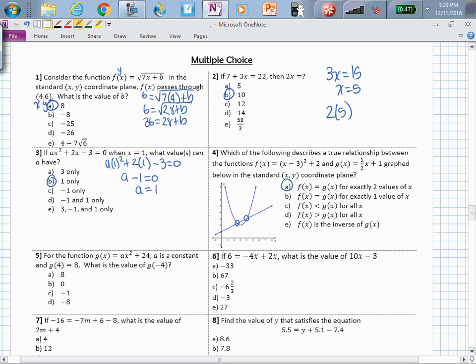Well, let's just read the rest of them. f of x equals g of x for exactly 1. Well, it crosses twice, so it has to be 2 values because our x's would be here and here. f of x is greater than g of x. It's not true all the time, because between here and here, f of x is less than g of x. So this one isn't true either. And then inverse, no. So it has to be A.